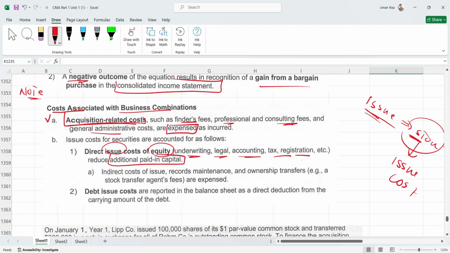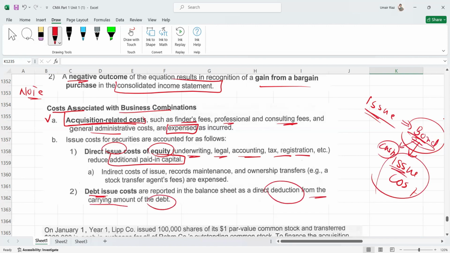Okay. And now sometimes you may issue bonds of your company and you will get cash, and that cash maybe you will use to buy the stock of other company. And when you issue the bonds, there could be an issue cost also. Now I'm talking about debt issue cost, because bonds are debt. Debt issue cost is always deducted from the carrying amount of the debt in the balance sheet. So these three treatments you have to remember.